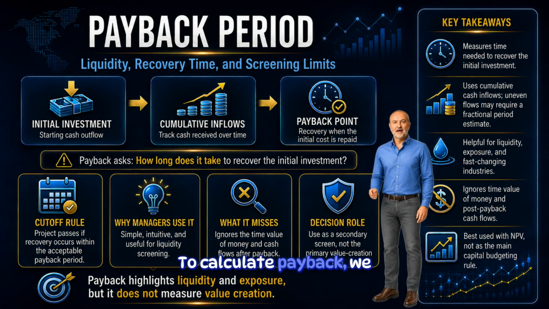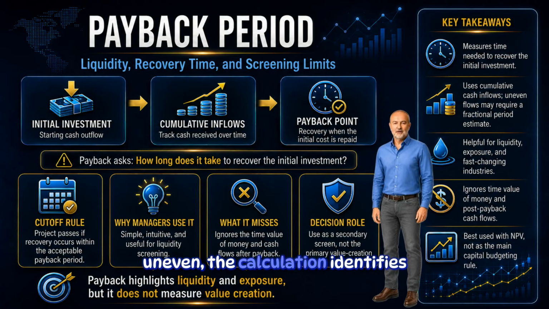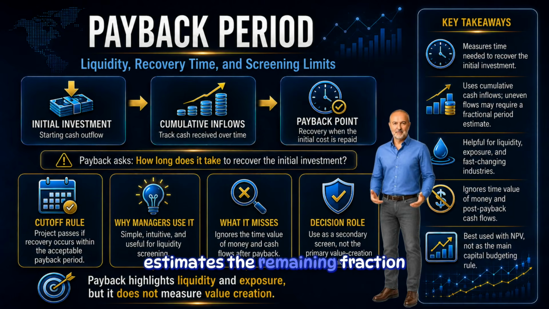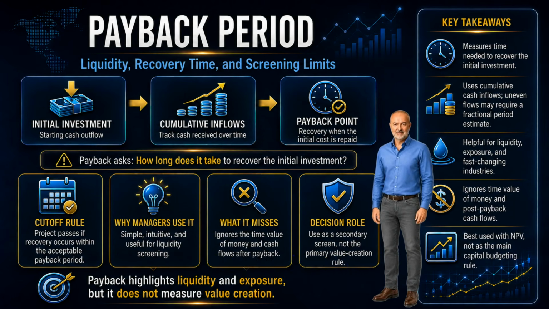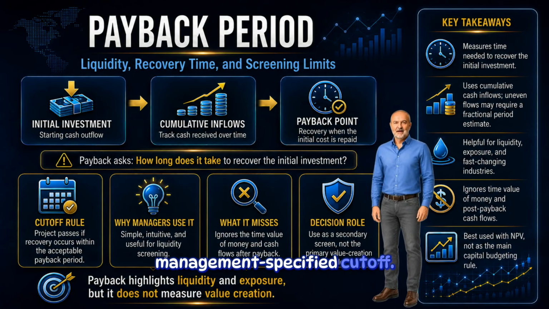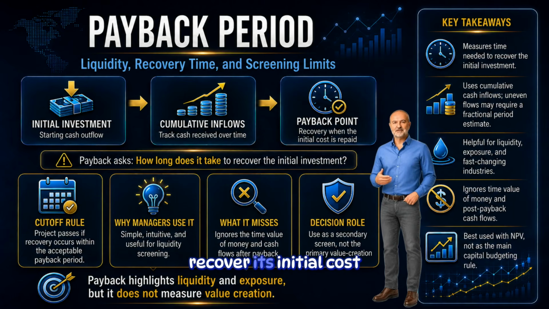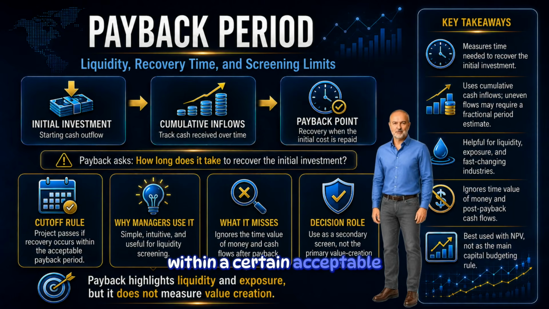To calculate payback, we track the project's cash inflows over time and determine when the cumulative cash flows recover the initial outflow. When cash flows are uneven, the calculation identifies the last full period before recovery, and then estimates the remaining fraction needed to complete recovery. The payback rule is usually based on a management-specified cutoff. A firm may say that a project must recover its initial cost within a certain acceptable period. If it does, the project passes the payback screen. If it does not, the project fails the screen.